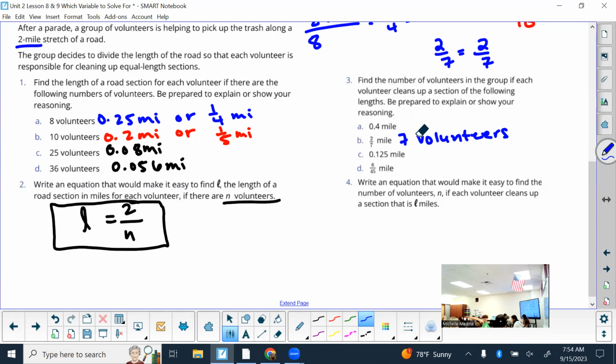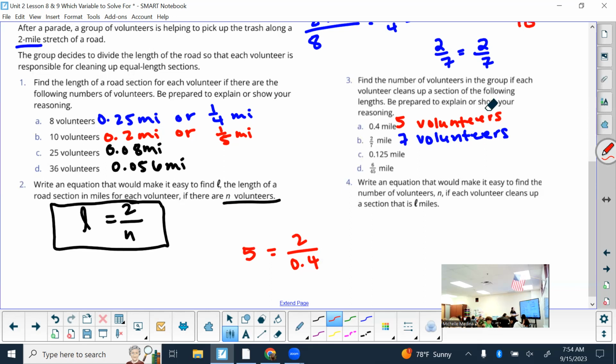Kristen? Okay. Table 5, did we get for when it's 0.4 miles? How many volunteers? 5, and how did you do that? So there's 2 miles long, and then you divide 2 miles by 0.4. Okay, 2 divided by 0.4 in my calculator is 5. However, that is the right answer.